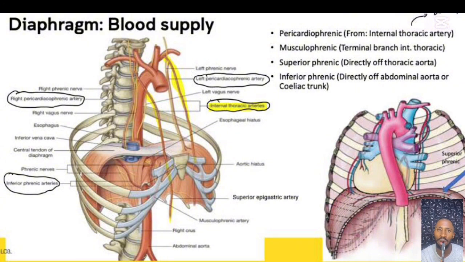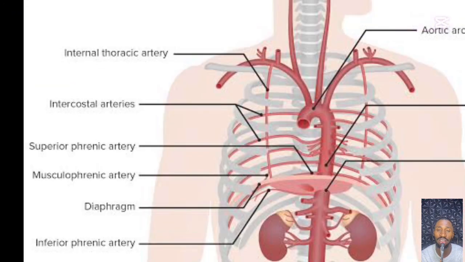So the thoracic aorta, which is the descending aorta, passes through the aortic opening and becomes the abdominal aorta. The pericardiophrenic artery is a branch of the internal thoracic artery. It supplies the pericardium and also the diaphragm. The next is the musculophrenic artery, a terminal branch of the internal thoracic artery. The next one is the superior epigastric artery, a continuation of the internal thoracic artery. You also have the lower 5 intercostal arteries and the subcostal arteries.